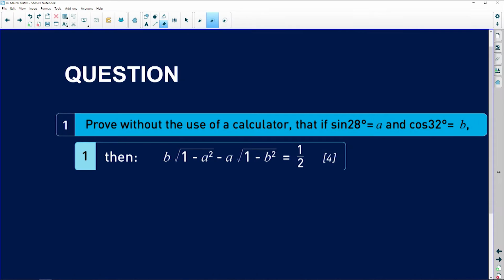Right. So it says to us here, we need to prove without the use of a calculator that if the sine of 28 degrees is A and the cosine of 32 degrees is B, then B multiplied by the square root of 1 minus A squared, minus A multiplied by the square root of 1 minus B squared, is as good as half. Okay, cool.